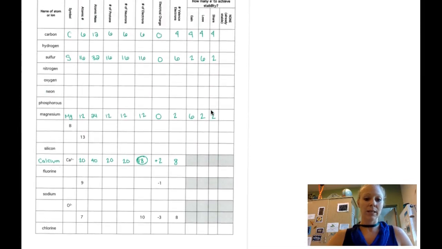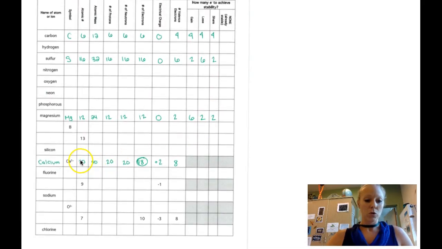Let's look at what that looks like here. So we have all of this information here, except that when we get to the number of electrons, if it was a neutral atom, it would have 20 protons and 20 electrons, but it got rid of 2 electrons, or 2 negative charges, so it is now a +2 ion. And the valence electrons is going to be 8. The rest of this is going to be blank because it doesn't matter now.